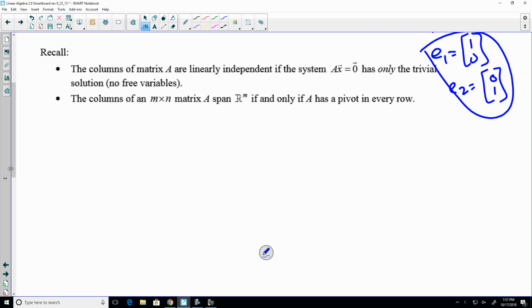This is just reminding you about stuff we've talked about. The columns of a matrix A are linearly independent if the system Ax = 0 has only the trivial solution. The columns of an m by n matrix A span Rm if and only if A has a pivot in every row. So that's spans Rm because the vector sizes are Rm vectors, if the columns of the matrix.